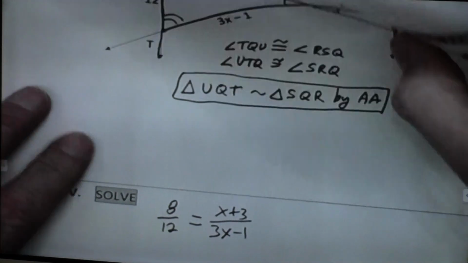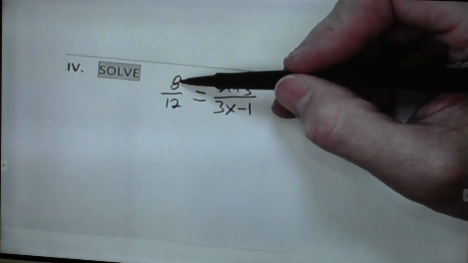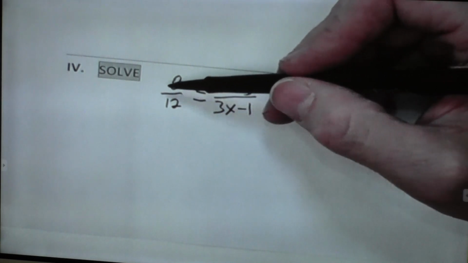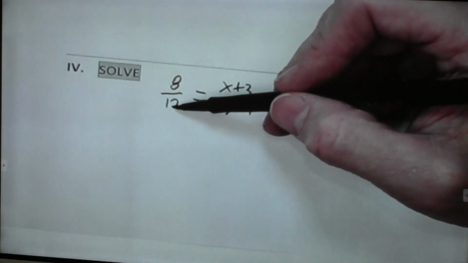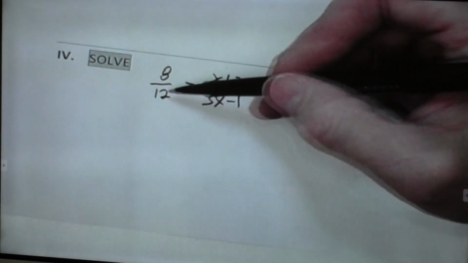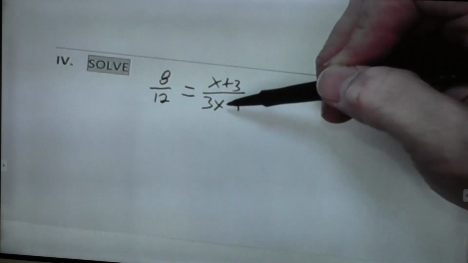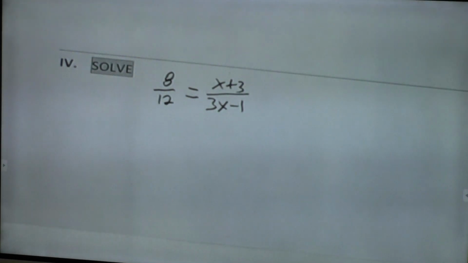So what I just did here is I took the side from the smaller triangle. It's in proportion to the side of the larger triangle, the matching side. If this is the smaller and that's the larger, this must be the smaller and that must be the larger. Now, all you have is a simple, normal solve for x fraction.